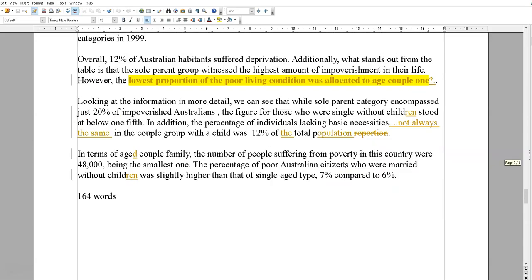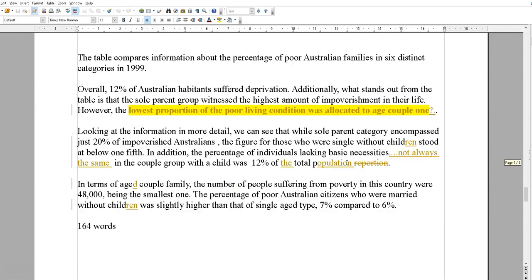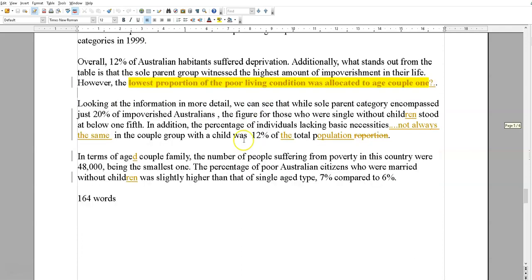This is the final one. 164 words. Okay, now I highlighted this phrase, right? Some people was highest amount of impoverishment in their life. Well, maybe that's true, maybe it's not, but the lowest proportion of poor living condition was allocated to age couple 1. Okay, so you can see I'm not very, very clear about what this actually refers to here.